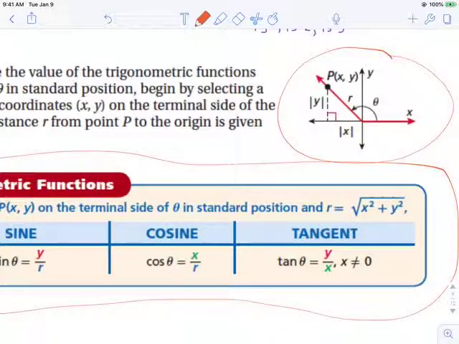I'm going to ask you, for example, what's tangent of this theta? Sometimes in pre-calculus and calculus, you're going to be interested in those values for this angle.